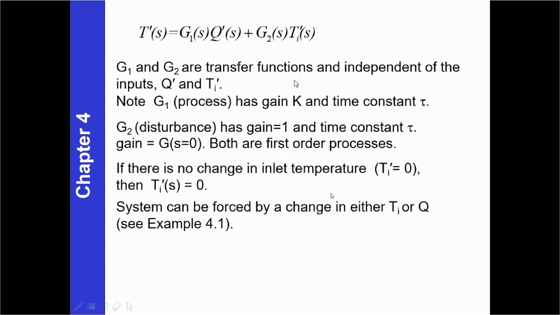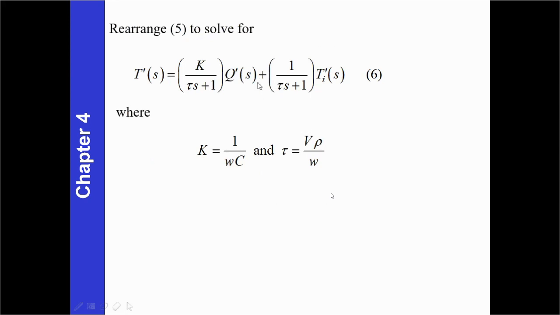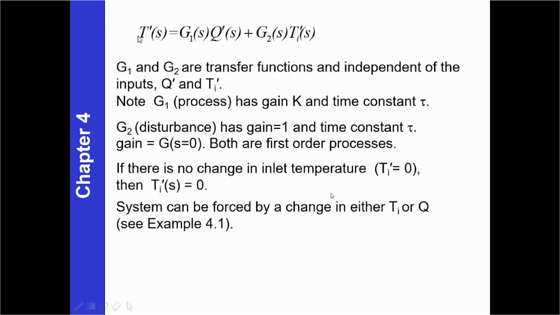So in this case, if you look at these equations here, we can actually obtain the transfer functions, which are this one here and this one here, such that T'(s) equal to G1(s), the first transfer function, times Q'(s), plus G2(s) times Ti'(s). Where G1 and G2 are transfer functions independent of the inputs Q' and Ti', then we note that G1, the process, has gain K and time constant tau, and G2, the disturbance, has gain equal to 1 and time constant tau, which are both first order processes.